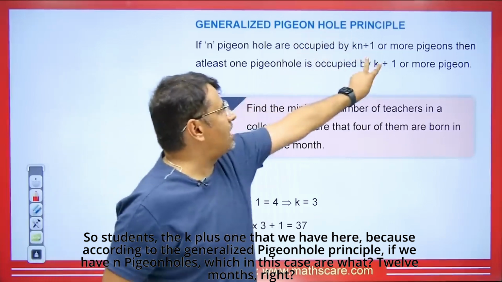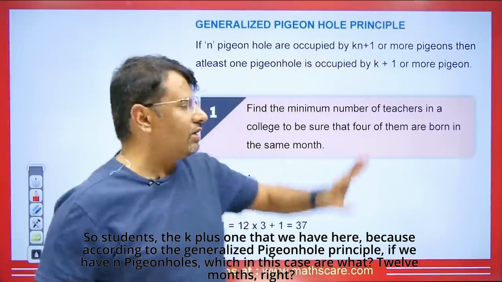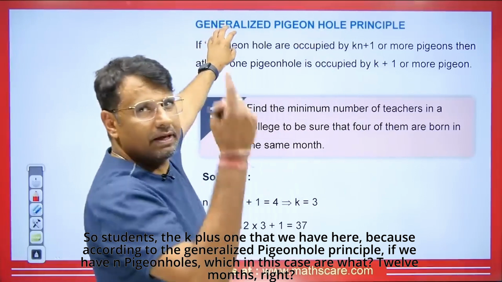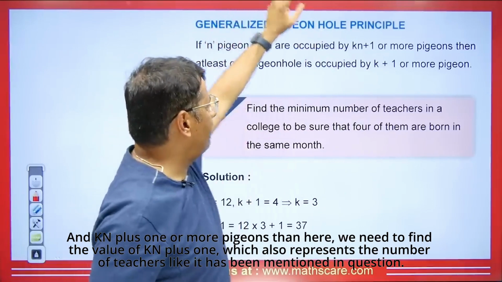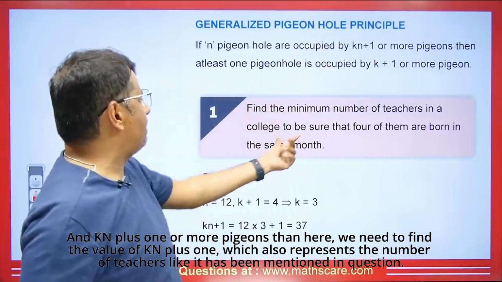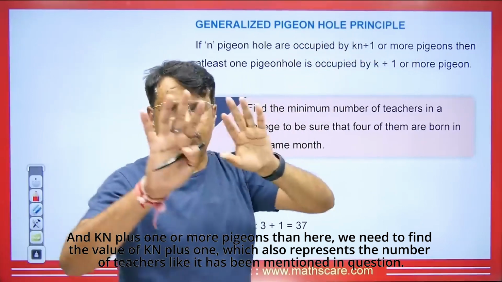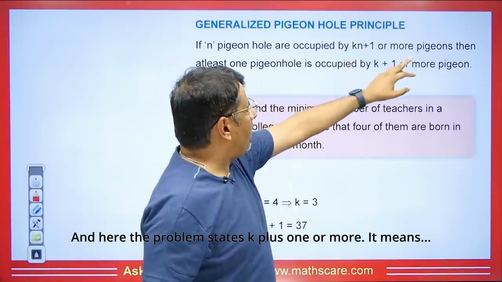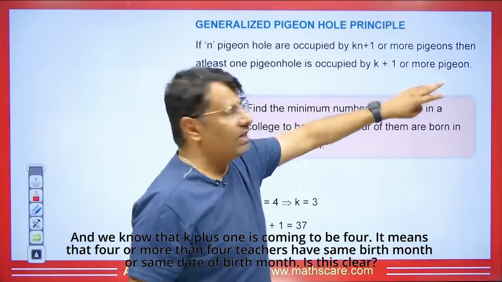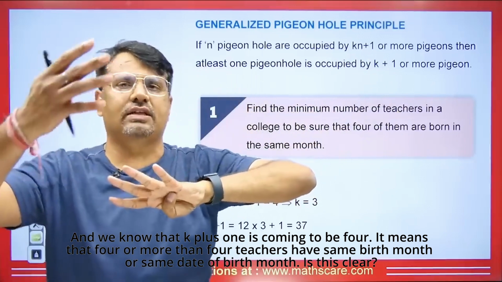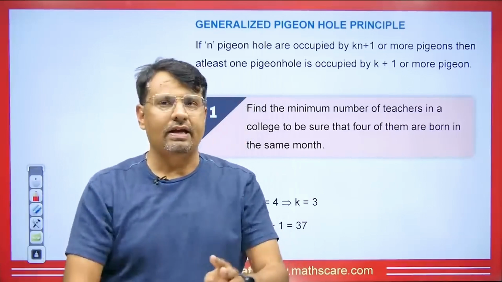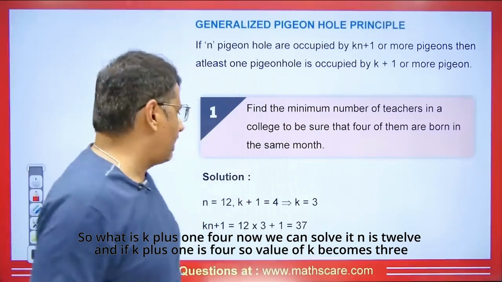So students, according to the generalized Pigeonhole Principle, if we have n pigeonholes, which in this case are 12 months, right? And kn plus 1 or more pigeons, then here we need to find the value of kn plus 1, which also represents the number of teachers as mentioned in the question. And here the problem states k plus 1 or more, and we know that k plus 1 is 4. It means that 4 or more than 4 teachers have the same birth month. Is this clear? So what is k plus 1? 4. Now we can solve it.